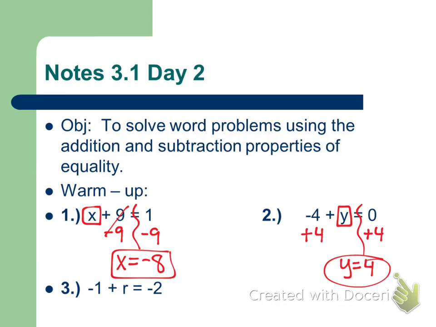Alright, on number 3. Logan, what did you do? How are we going to cancel out a -1? Very good. We would add 1, but if we do it to one side, we also need to do it to the other side. So I'm running out of room down there. So that gives me R equals -1. Beautiful. Questions, concerns? Okay.